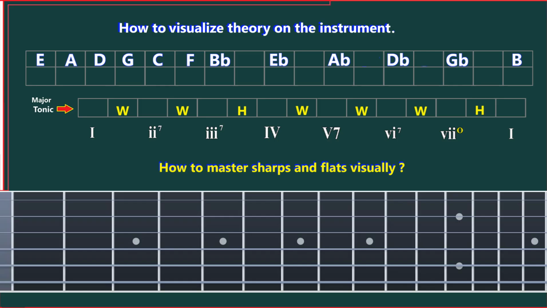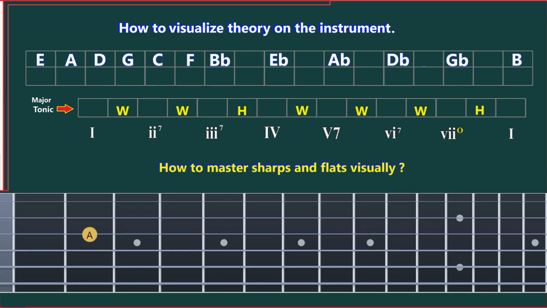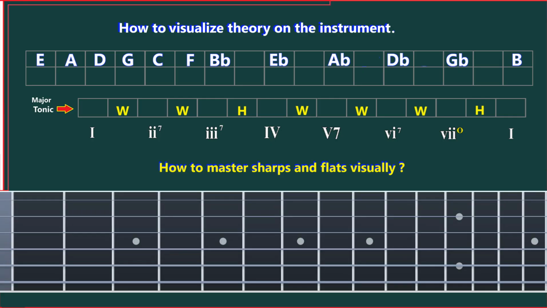By doing this, we start to build a mental map where each note, E, A, D, G, C, F, B flat, E flat, A flat, D flat, G flat, and B, is tied to a specific position and key signature. This strategy helps us remember not only how many sharps or flats are in a scale, but also which specific notes are altered. What are altered notes in the scales?